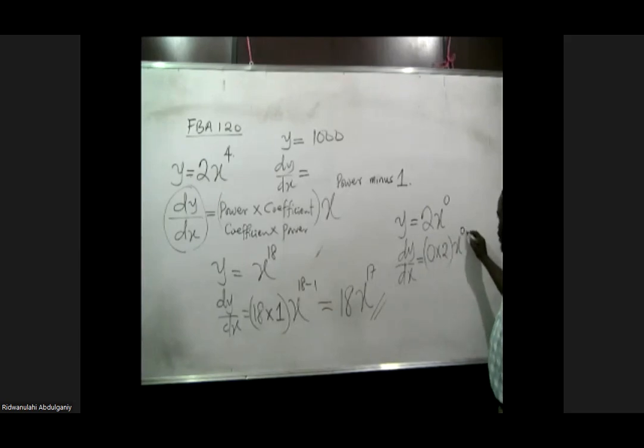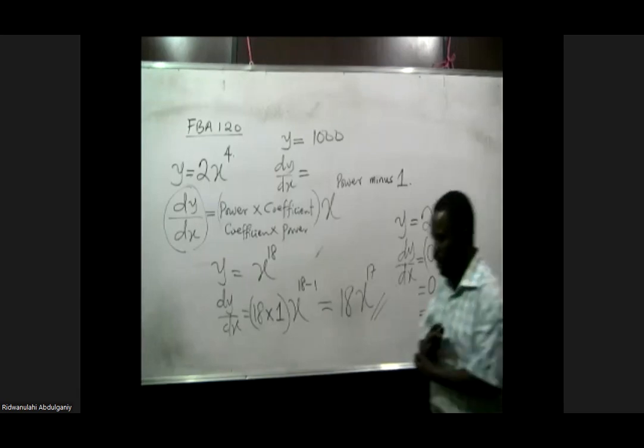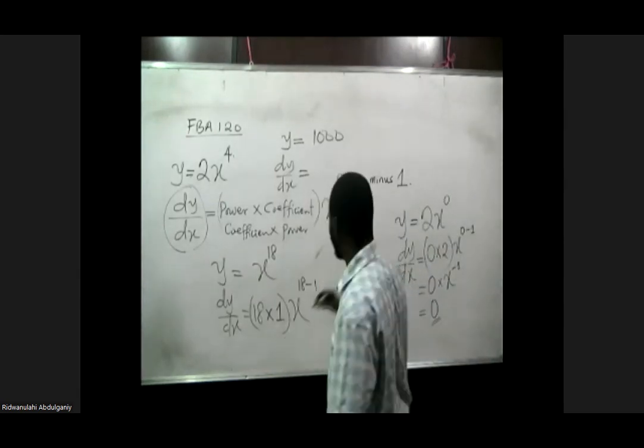0 minus what? Minus 1. Is 0 multiplied by 2? It is 0. Multiplying x raised to power is 0 minus 1? Minus 1. Yes. Is 0 times x raised to power minus 1? 0. Final answer.